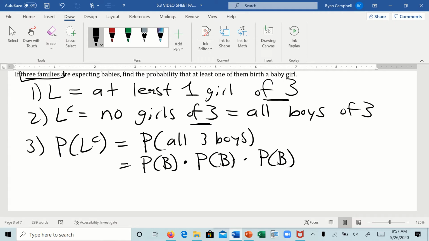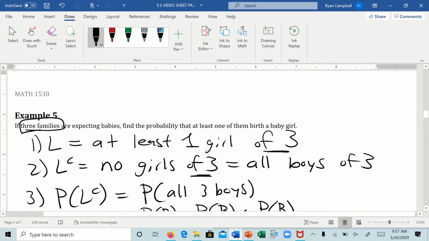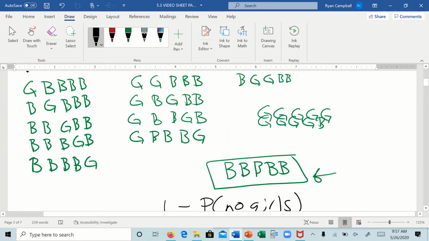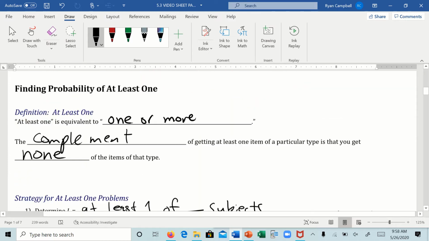Now, some people might be confused right now. They're saying, wait a minute, I thought the whole point was to find baby girls, right? Why all of a sudden are we finding baby boys instead? Well, remember, we're trying to find the complement, right? We're trying to find that one case where we have all boys, and we can take that out, so the rest will have at least 1 girl.